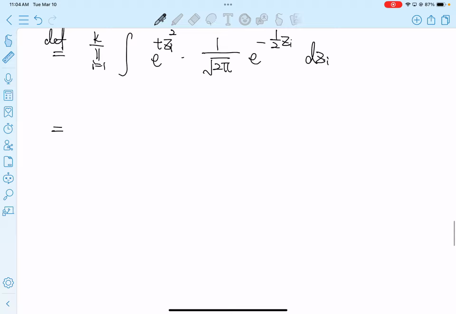Okay, next I'm going to manipulate in the following way. The product from 1 to k. Again, I'm going to multiply by a factor of 1, but I'm going to construct that 1 in this way: 1 minus 2t raised to the power of 1 over 2, over 1 minus 2t raised to the power of 1 over 2. This is just a factor of 1, and the equal sign still holds.